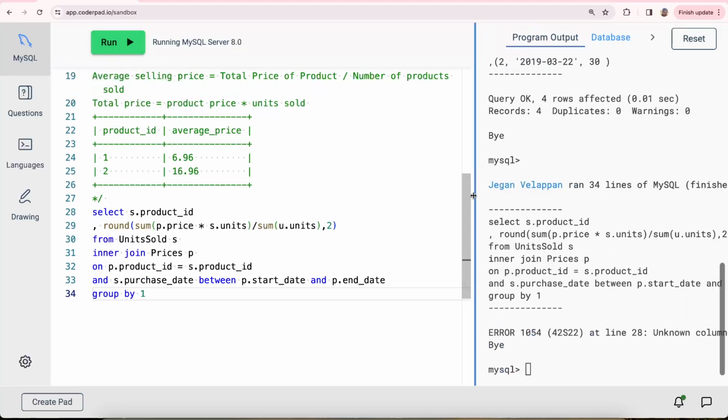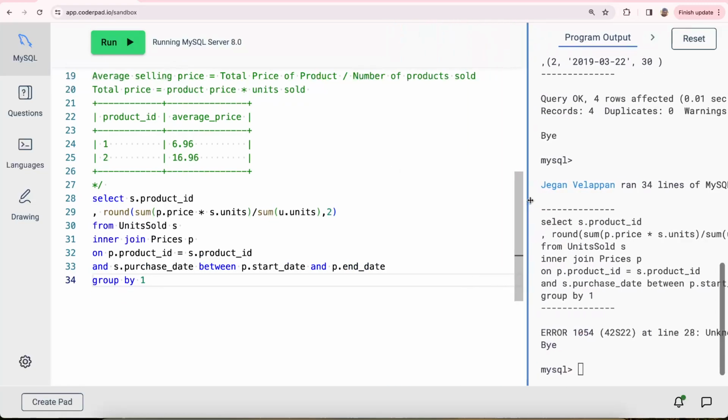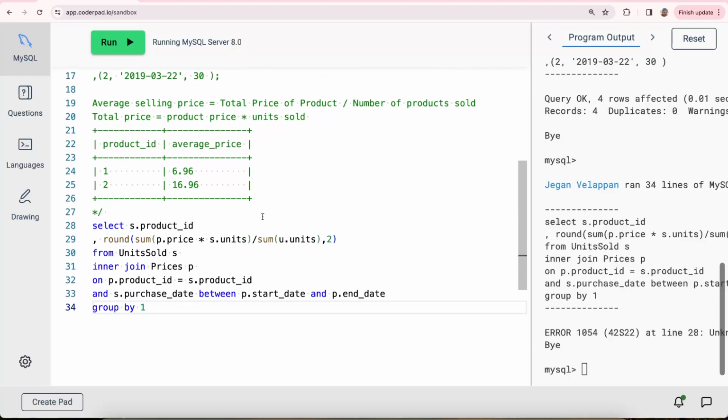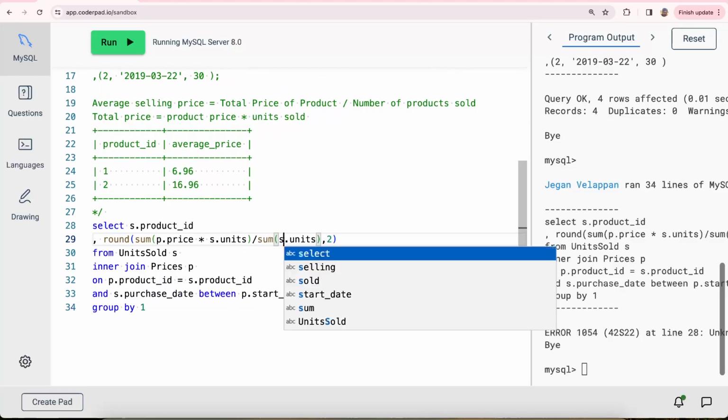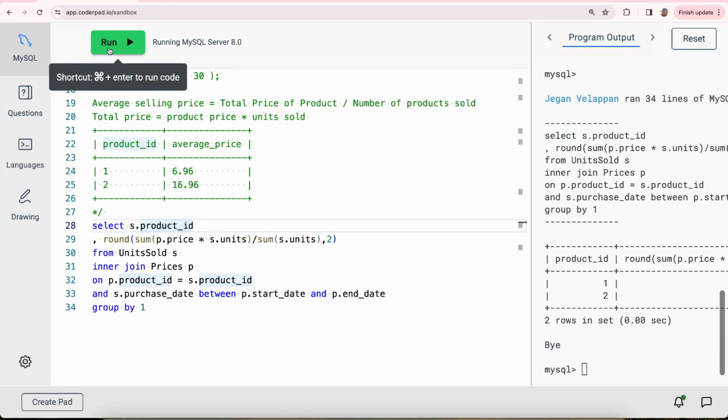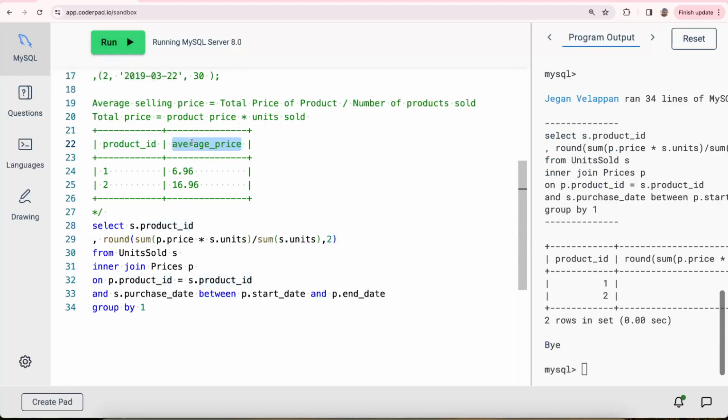It got an error, unknown column u dot units. So what is the column name? It's s dot units. Sorry, that's not u. So we have to name the column average price. When you see this, we get product 1 and product 2 here, and $6, $16.